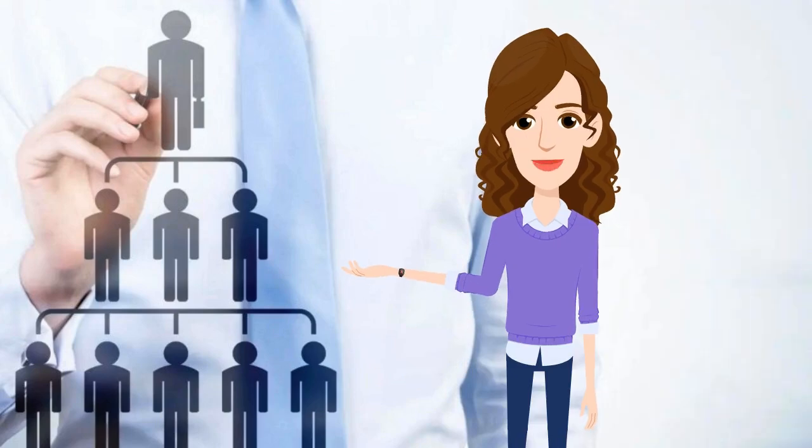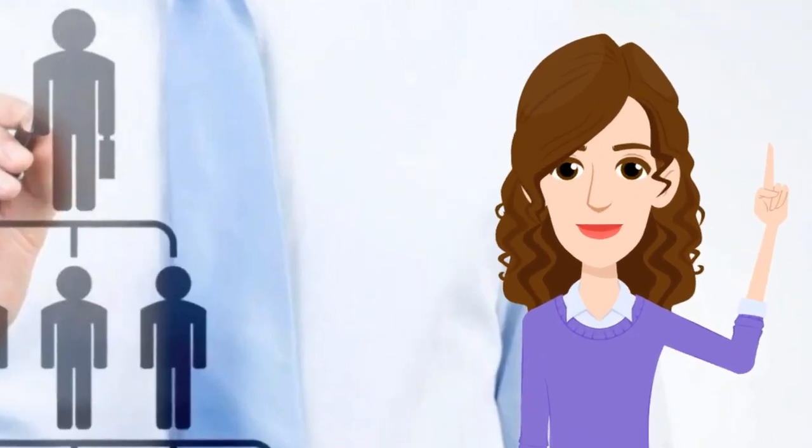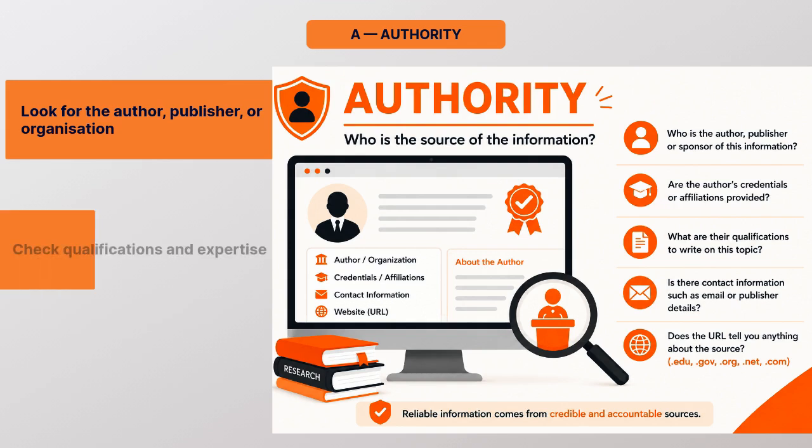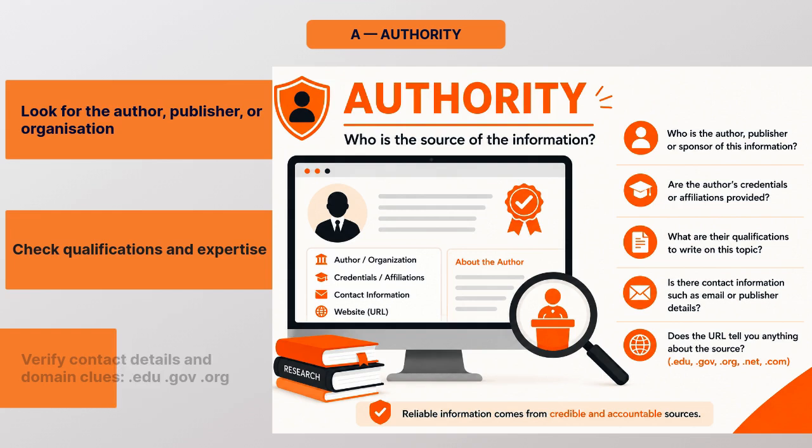The third step is authority. Authority focuses on who created the information. Look for the author, publisher, or organization responsible for the content. Check whether the author has the appropriate qualifications or expertise. Reliable sources usually provide contact details and clearly identify the people or organizations behind the information. The website address can also provide clues, such as .edu, .gov, or .org.